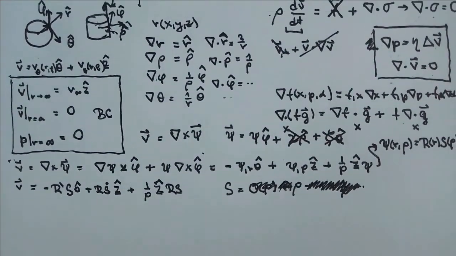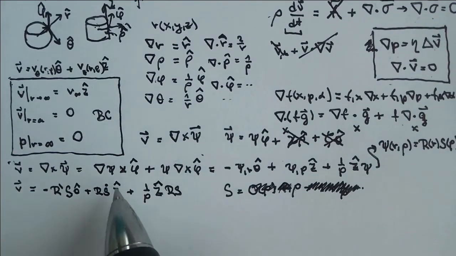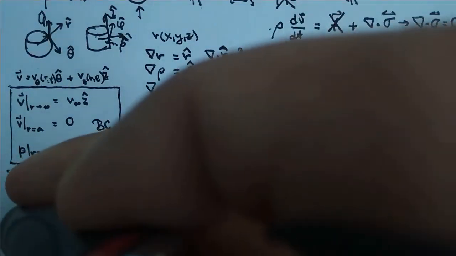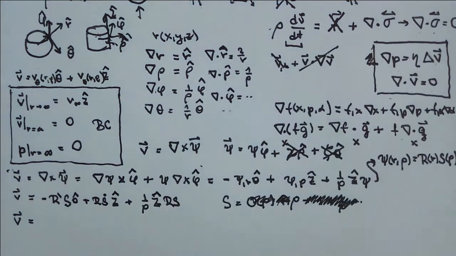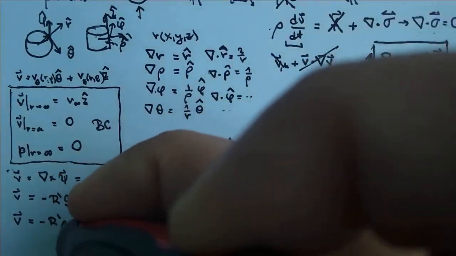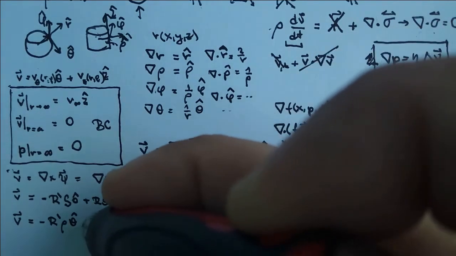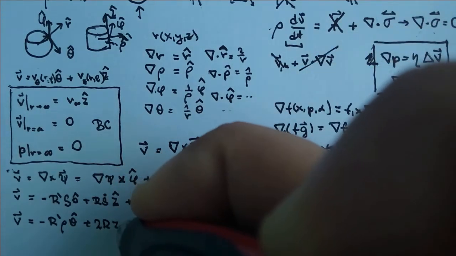Okay, if we substitute in this form of function, you will see that this thing is the same as this, because this 1 and there is also 1, so you will arrive at this result. V is equal to minus r prime rho theta hat plus 2r z hat.